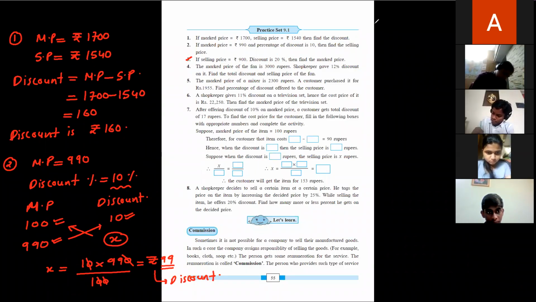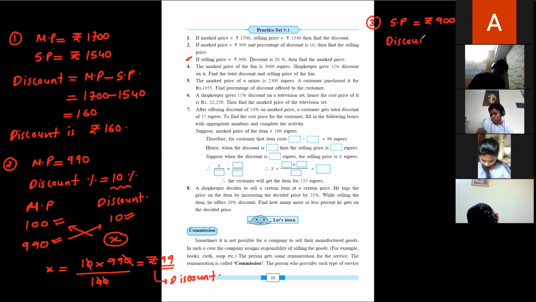In this third question, what are we given? First, we are given that the selling price is rupees 900. Here we are given that the discount is 20%. Now just pay attention. How will you solve a question like this? First you'll write mark price, which you have to calculate. Here you will write selling price, which is given, and here you will write the discount, that is, I'll write with D.